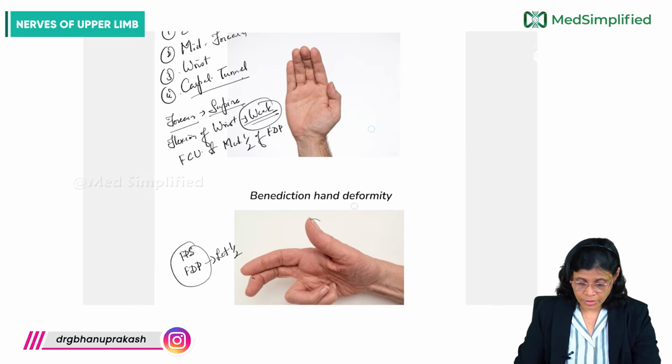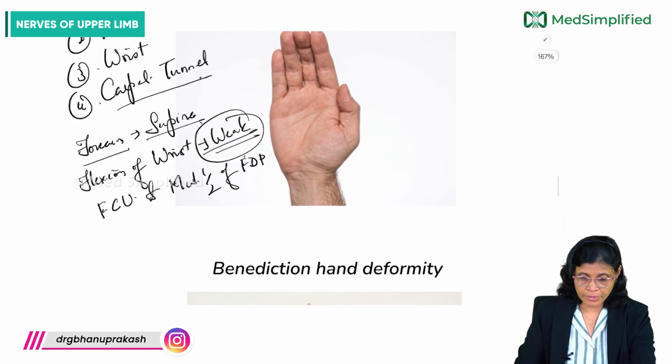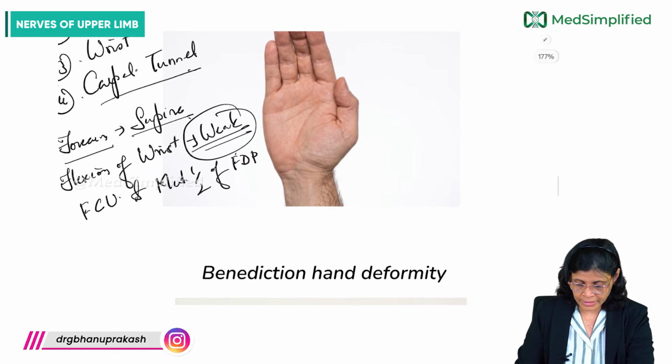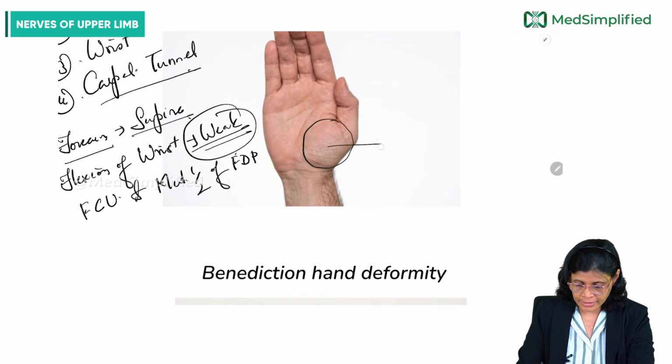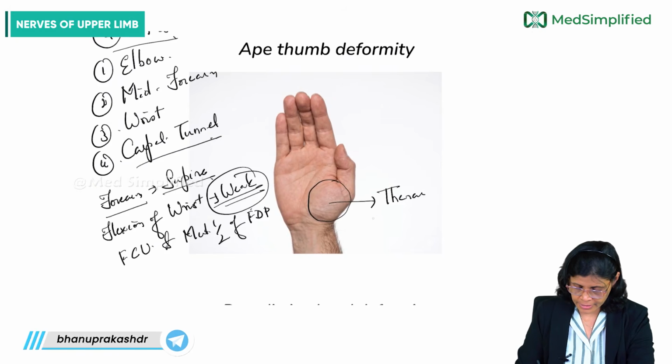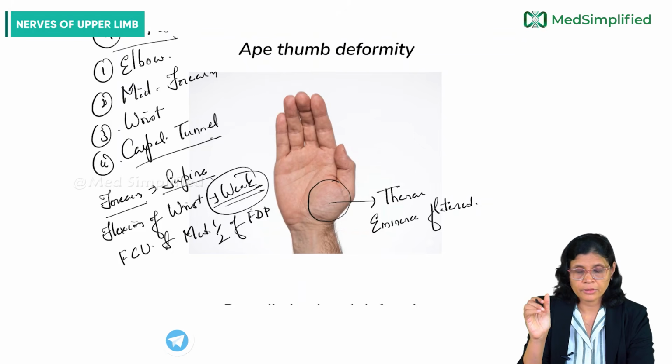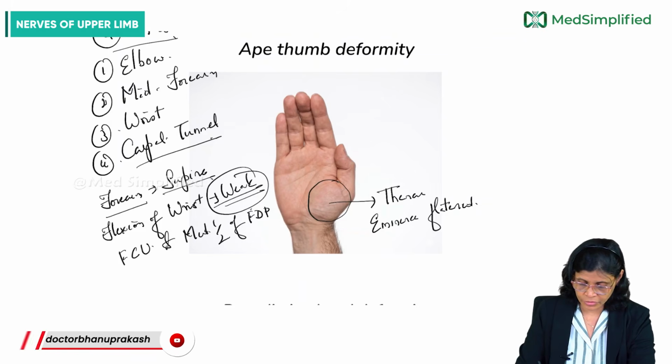Then we see one more deformity, that is the ape thumb deformity. Here the thenar muscles are affected. You can see the thenar eminence is flattened, and the thumb will be laterally rotated and adducted. So in the thumb there is lateral rotation and adduction.